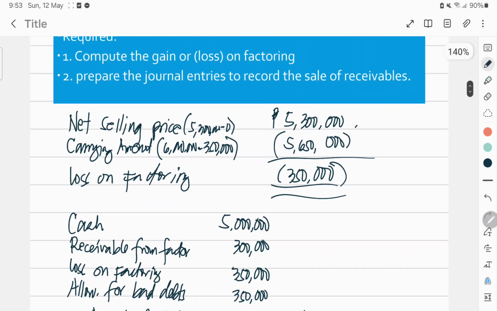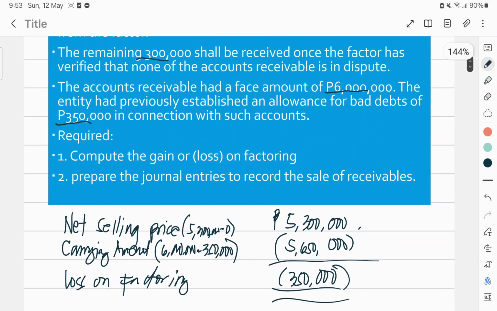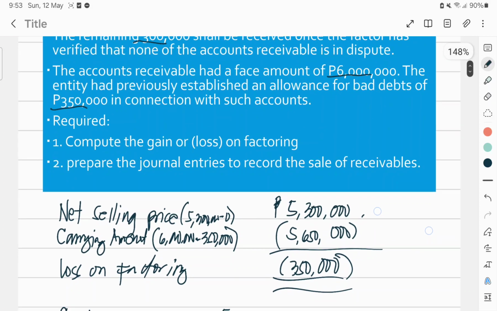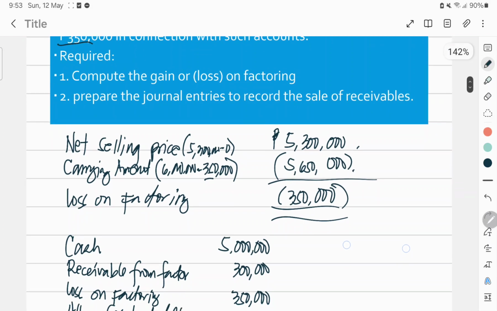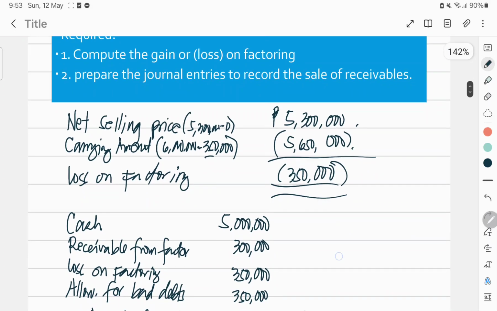And then we are going to deduct our carrying amount or the book value of our accounts receivable. So the gross amount here is 6 million minus the allowance for bad debts of 350,000. We have a carrying amount of the accounts receivable at 5,650,000. So you deduct that from 5,300,000, that is 350,000. By the way, this is just a coincidence that the allowance for doubtful accounts is equal to the loss on factoring. Okay, it doesn't go that way all the time.